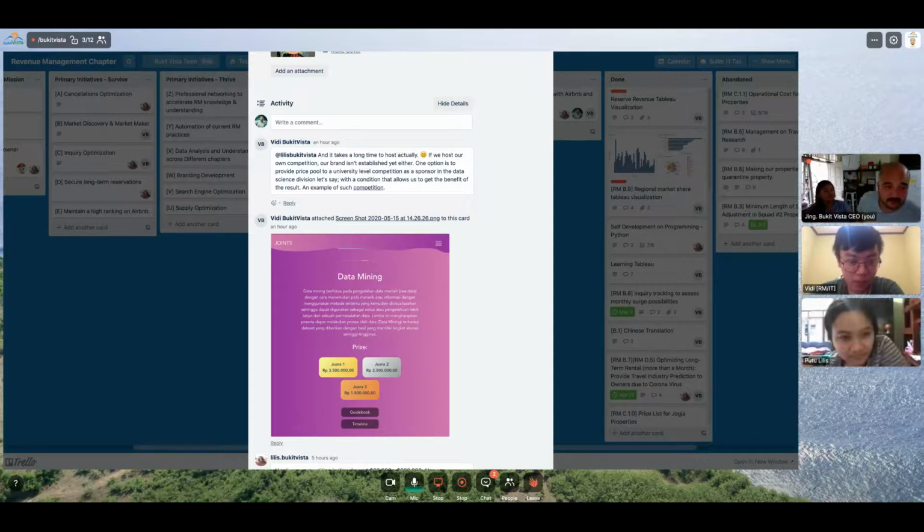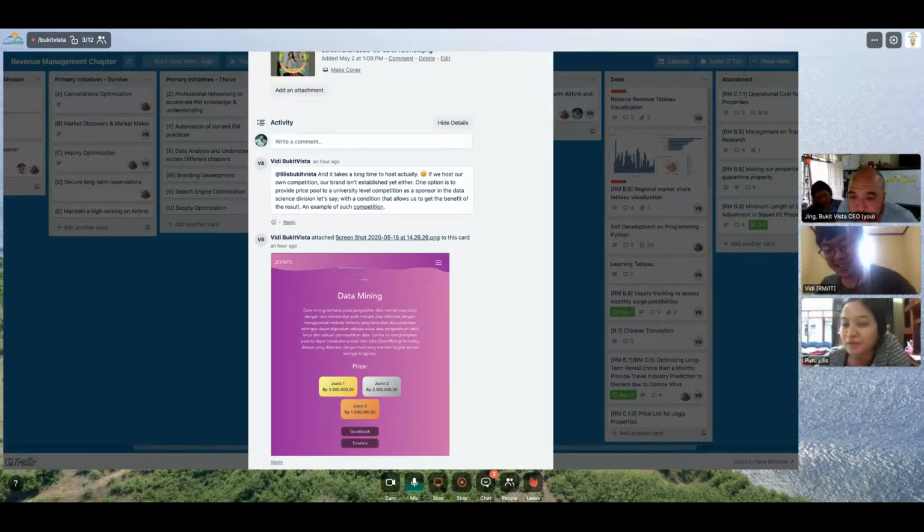So I think it's 7.5 million. Do you mean the total? Yes, 7.5 million. So that's an example of a university level competition for data mining. But yeah, we'll have another breakout. We have a pairing about that again, Lilis. But my question is here: are you interested to host a competition like this? Yes, I think we can do it.